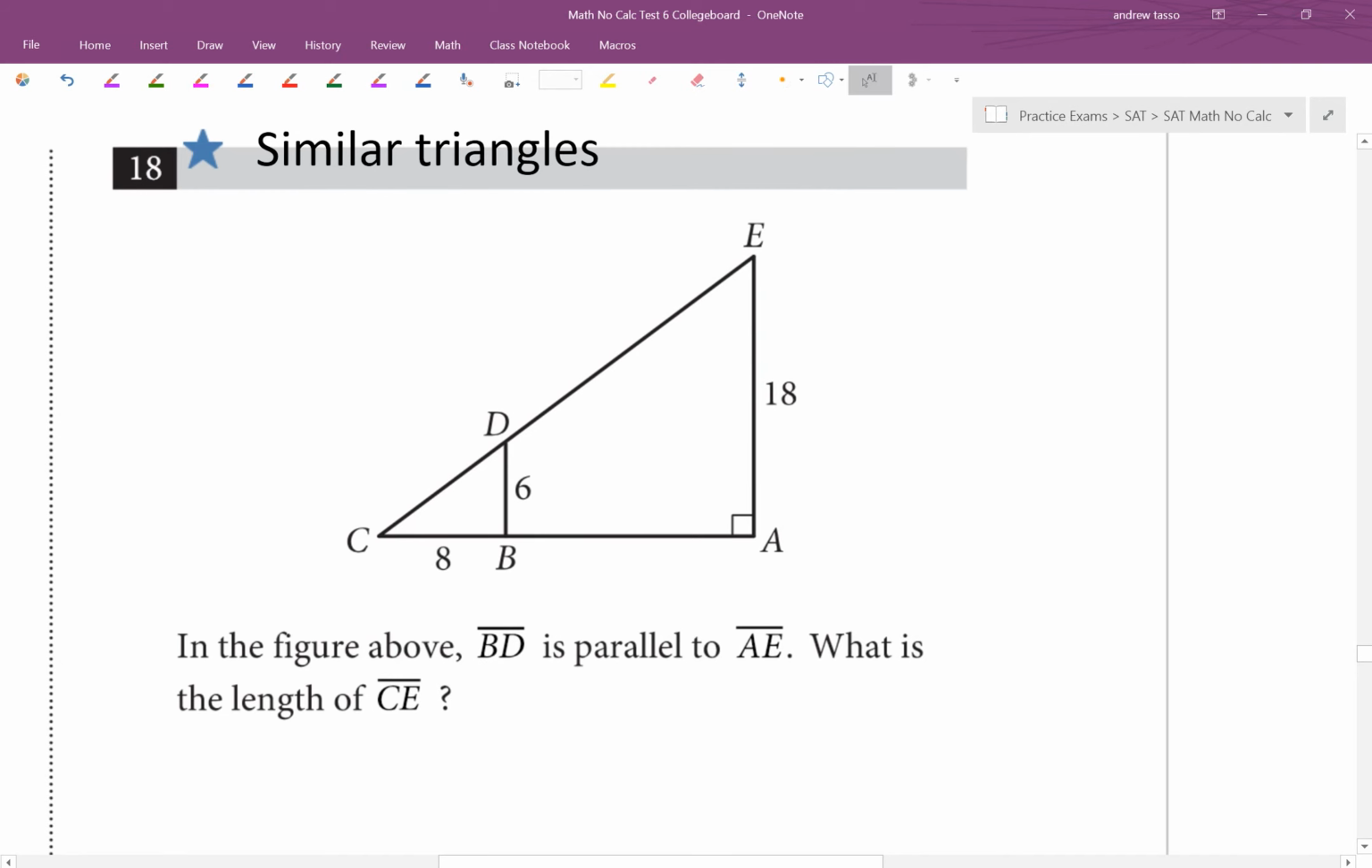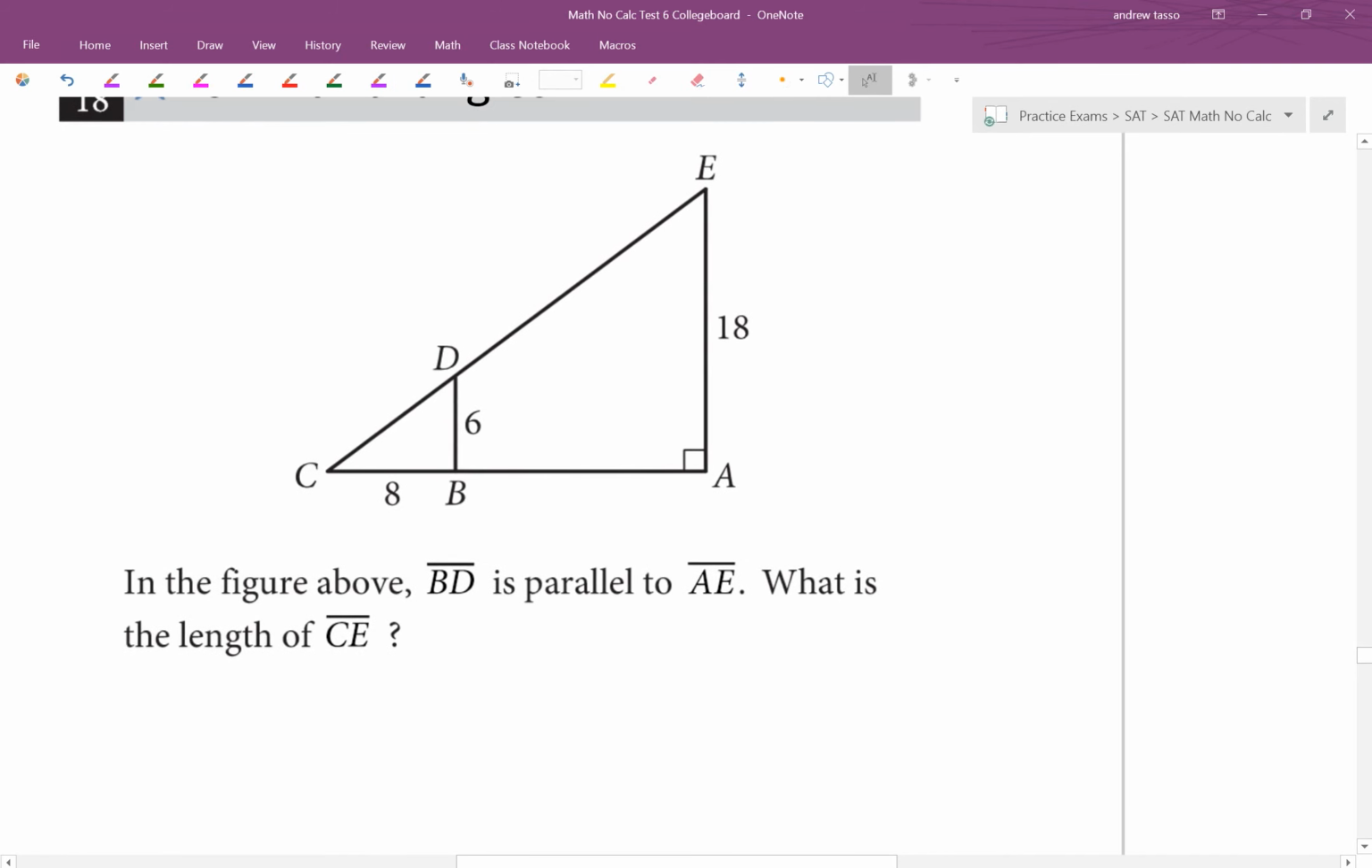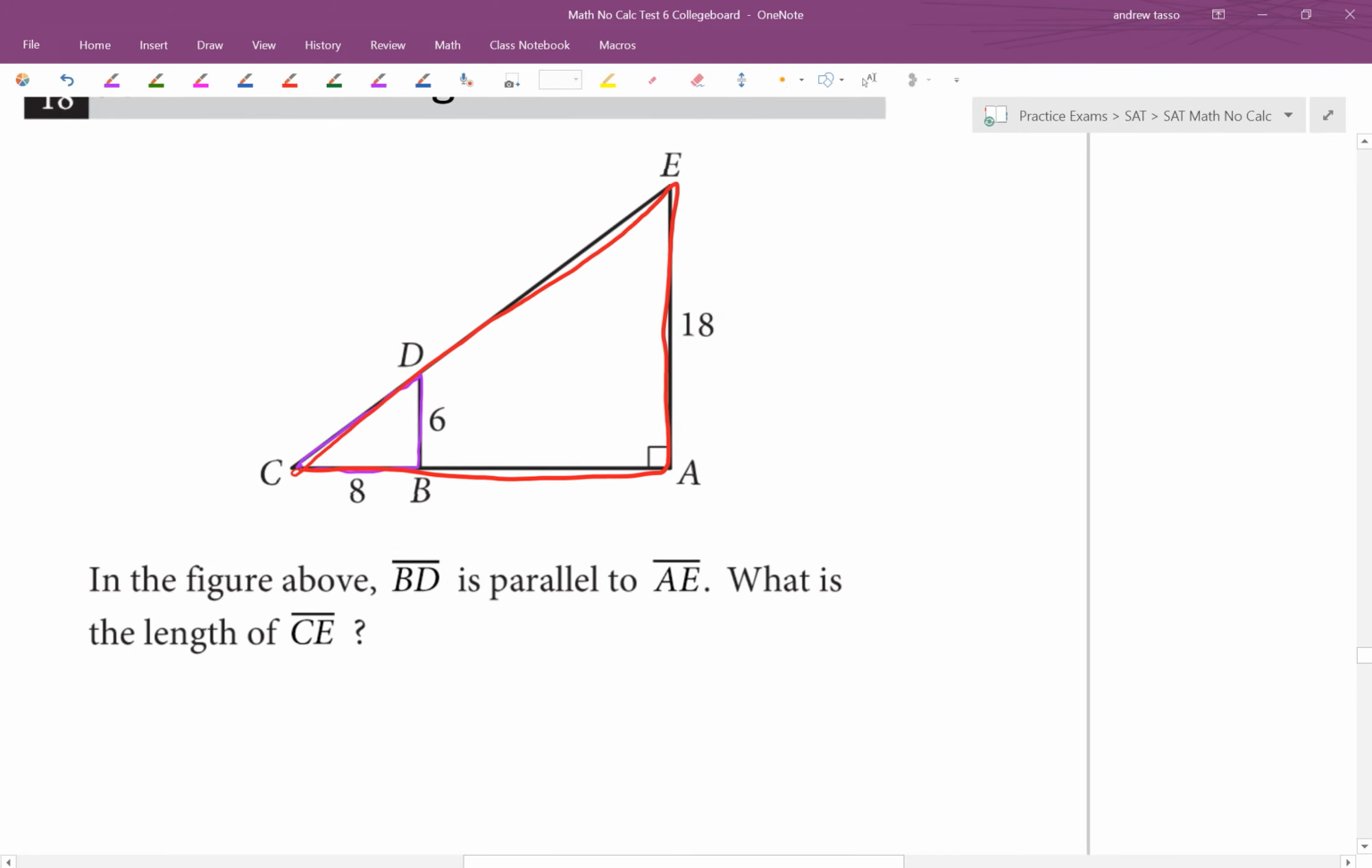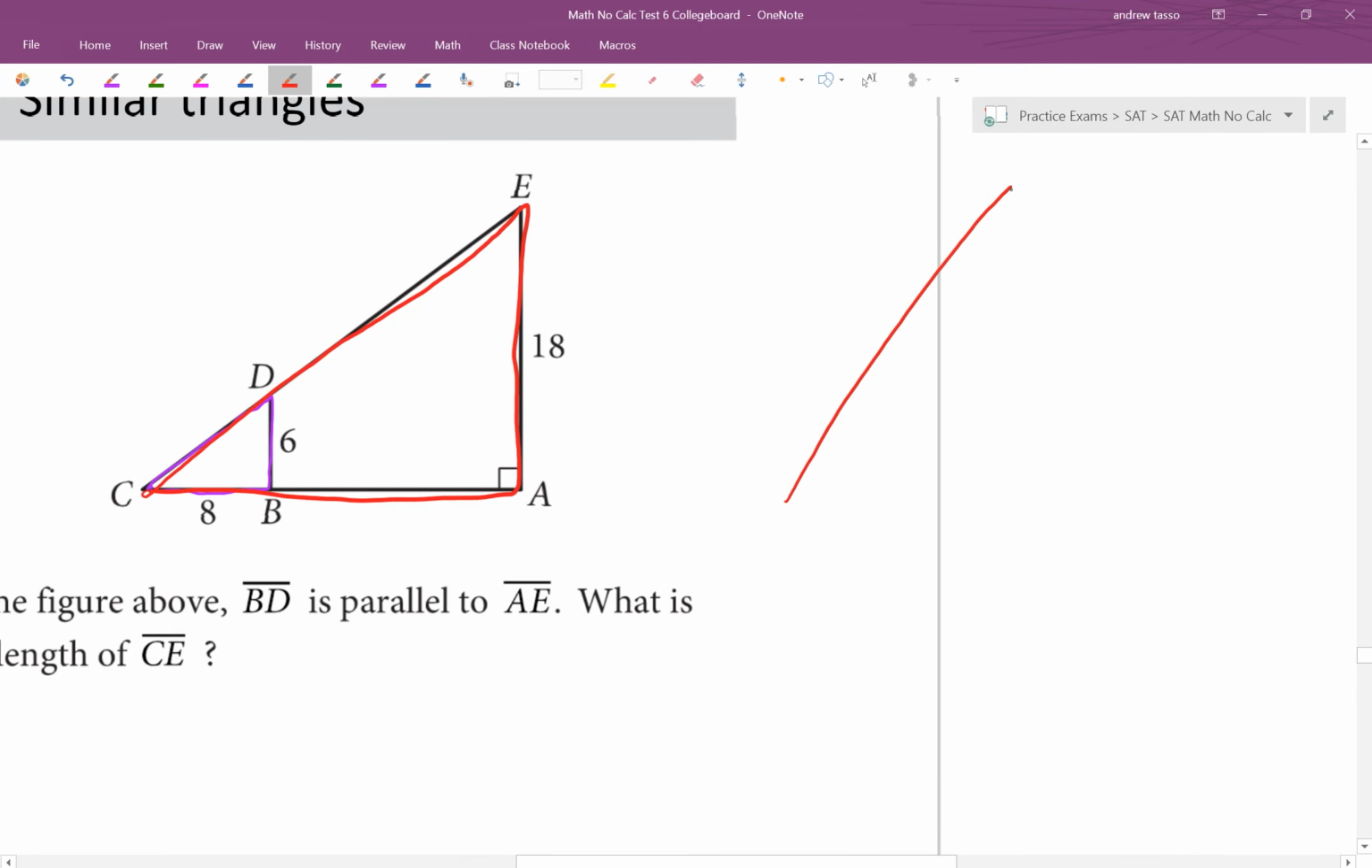Okay, so here we have a case of similar triangles where overlap is occurring, and we want to know the value of CE. So the first thing we can do is we could find the two similar triangles. We have this purple triangle here, and then we have the big one, the red one. And if you prefer, you can draw them out separately. Okay, so we could say that this is the red one, and we can say that the purple one is somewhere here. So this has dimension 6 by 8, and this bottom dimension is unknown, but we can actually solve for it.